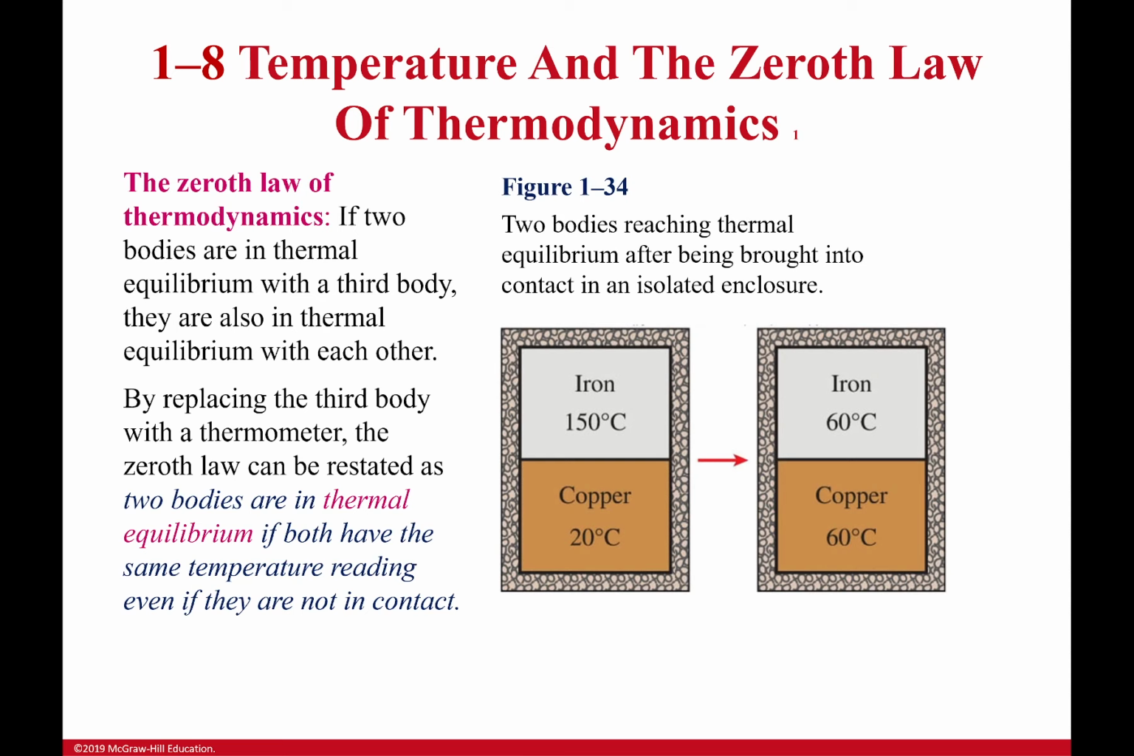So what you see right here is two bodies, iron and copper, and they are not in thermal equilibrium. You can see that one is 150 degrees Celsius, the other is 20 degrees Celsius. What the Zeroth Law says is that if two bodies are each in thermal equilibrium with a third body, then they are in equilibrium with each other. Simply put, if I'm in equilibrium with something and something else is in equilibrium with me, then those two things are also in equilibrium. An even easier way of saying it is that if things are in thermal equilibrium with each other, they have the same temperature. So if I'm 98.6 and something else is 98.6, we're in thermal equilibrium with each other.